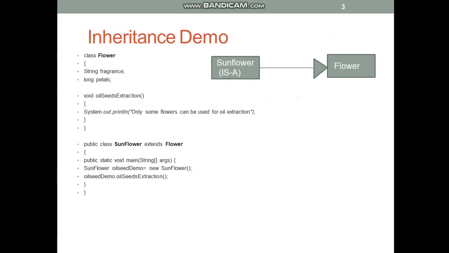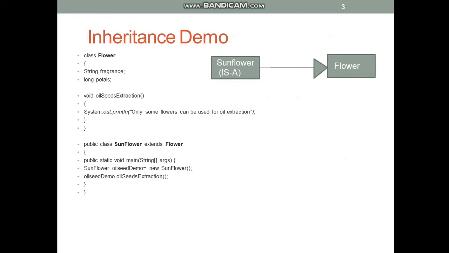Inheritance demo. Here we have a class Flower. Each flower has its own fragrance and petals, and there is a method for oil seeds extraction. Class Sunflower extends Flower and it calls the base class methods of Flower.